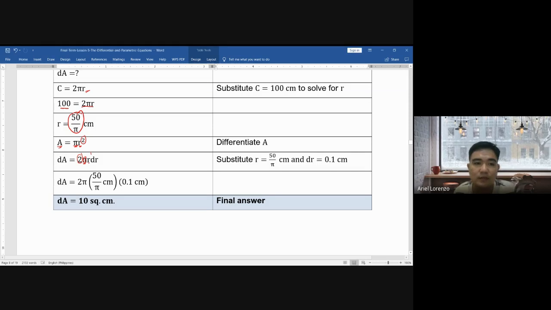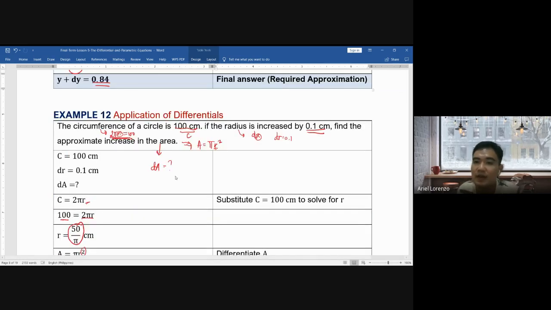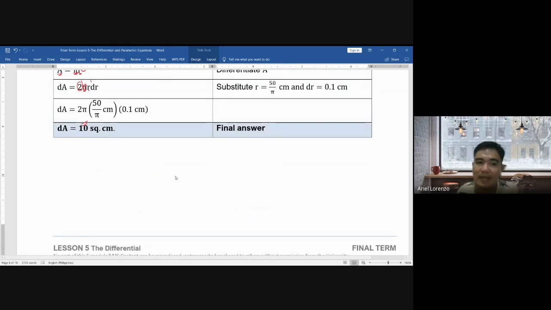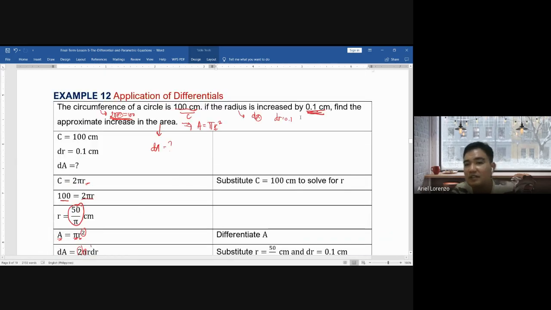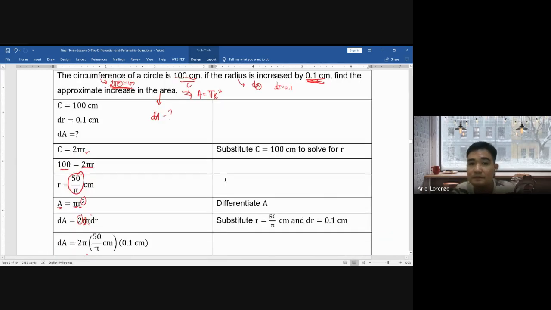Okay, let's continue. So, you multiply 2 pi and then yung r mo, which is 50 all over pi, and then yung dr natin, given, na meron yun, di ba, given yung dr natin, that is 0.1, you know, dr is 0.1, so substitute, so that is 10 square centimeters. Okay, so that's also for approximation. If there's just an increase of a minimal value.